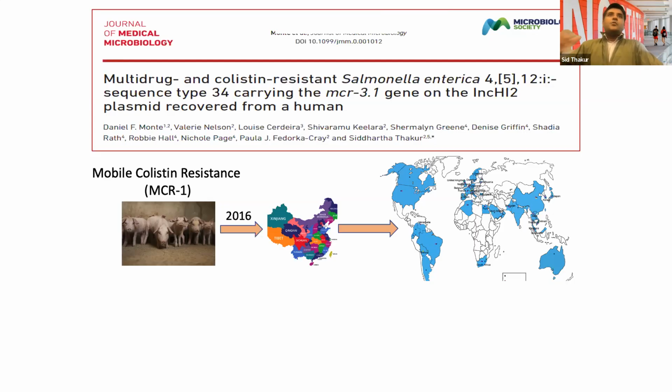Okay. But if your physician says either you die or you take colistin because nothing else is working, you're going to take colistin, right? Colistin resistance was always, the gene was always present. We knew about it. It was on a chromosome. So it's not mobile. Anything on a chromosome means it's vertically disseminated. Anything on a plasmid means it's going to go sideways.